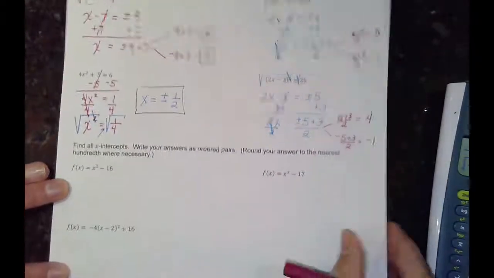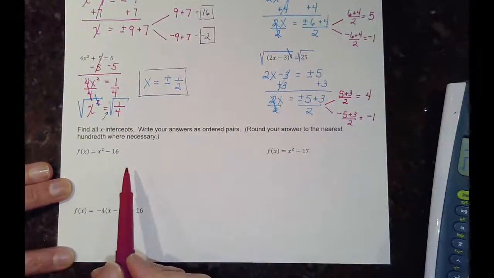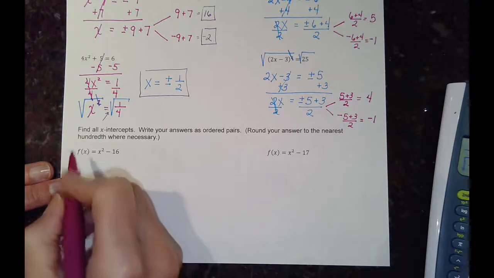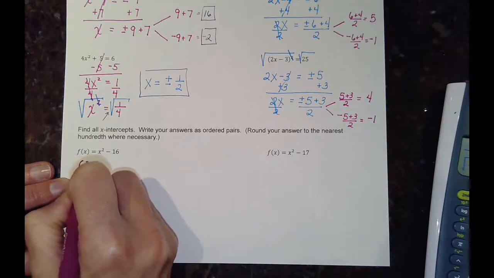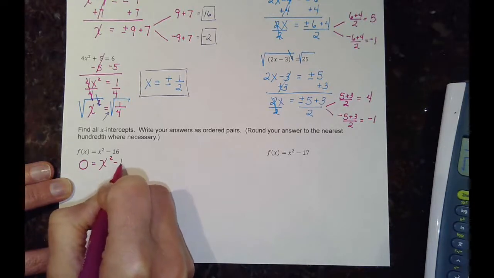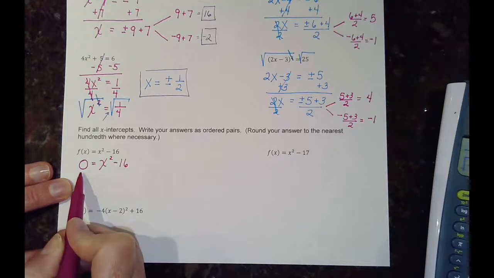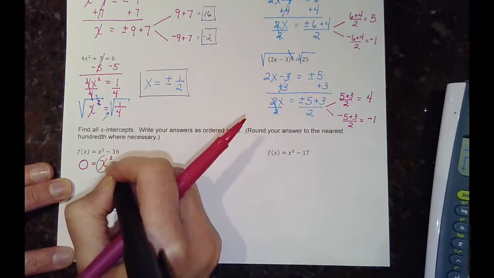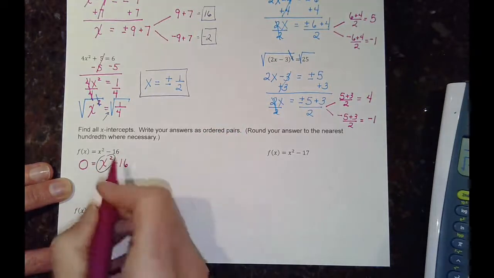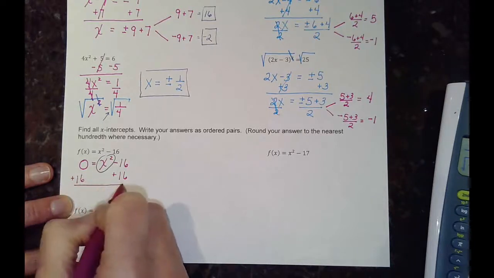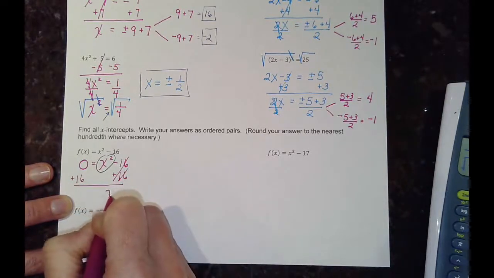So they say find the x-intercepts and write your answer as an ordered pair. But we're going to do this using the square root property. So look, an x-intercept is when y equals 0, or when that f of x value equals 0. I can get the squared term by itself pretty easily. Do you see that? So I'm going to add 16 to both sides. So then we'll have x squared equals 16.